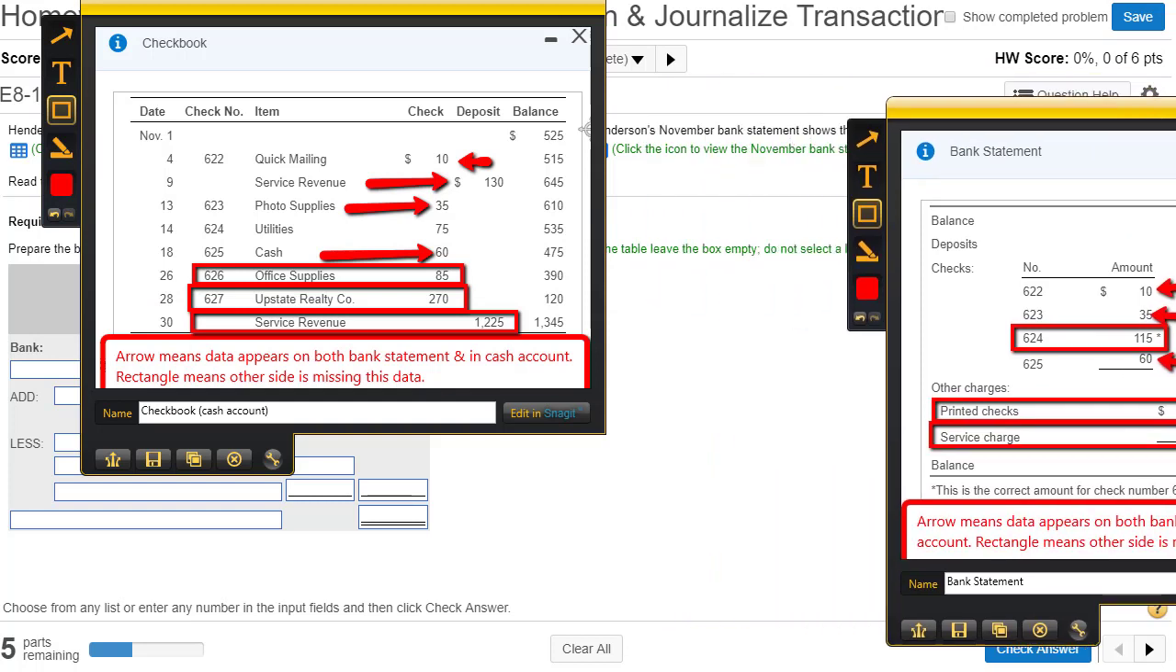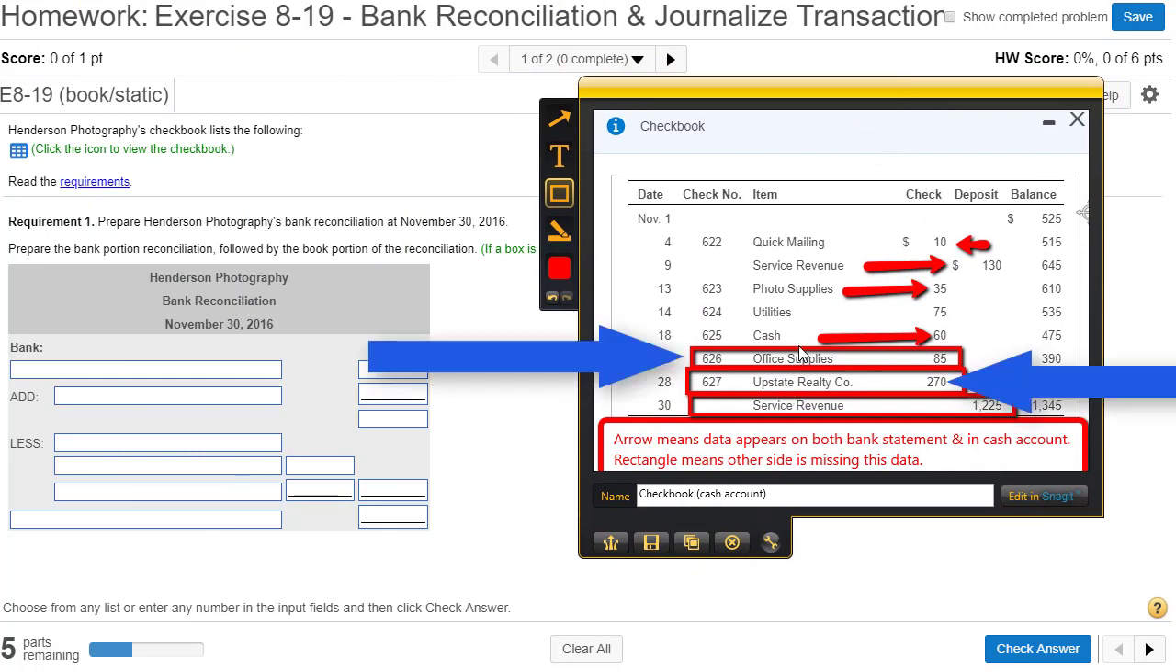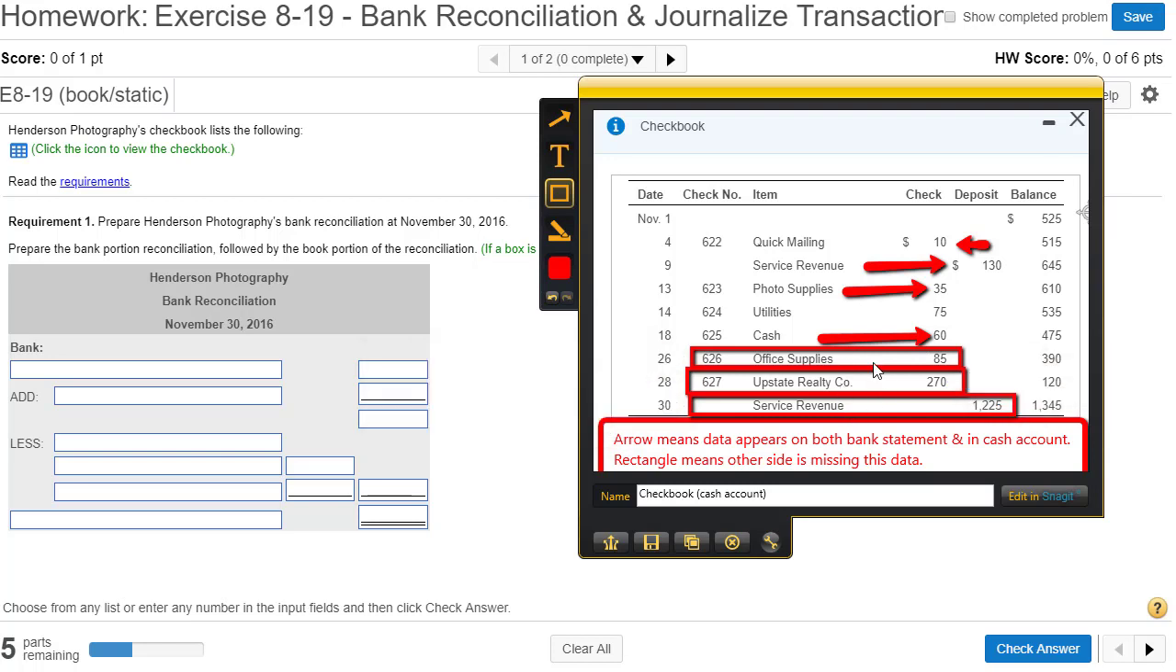So the data that the bank was unaware of are things like these two checks that were written towards the end of the month and haven't been cashed yet, and the service revenue deposit. So these three rectangles are things we're going to have to enter on the bank side. But before we enter the transactions on the bank side, we have to enter the balance.